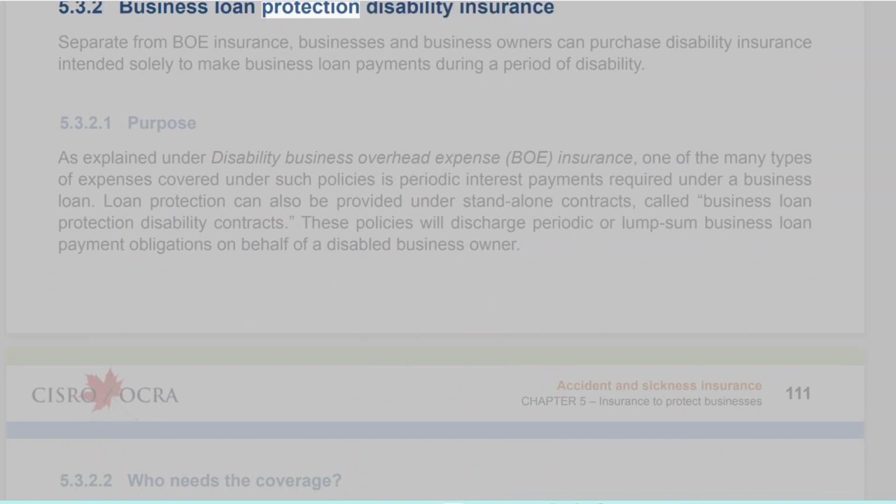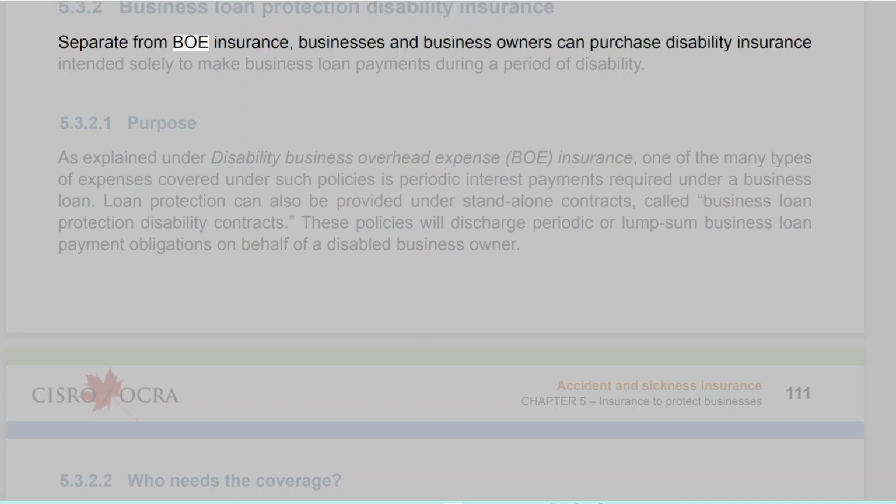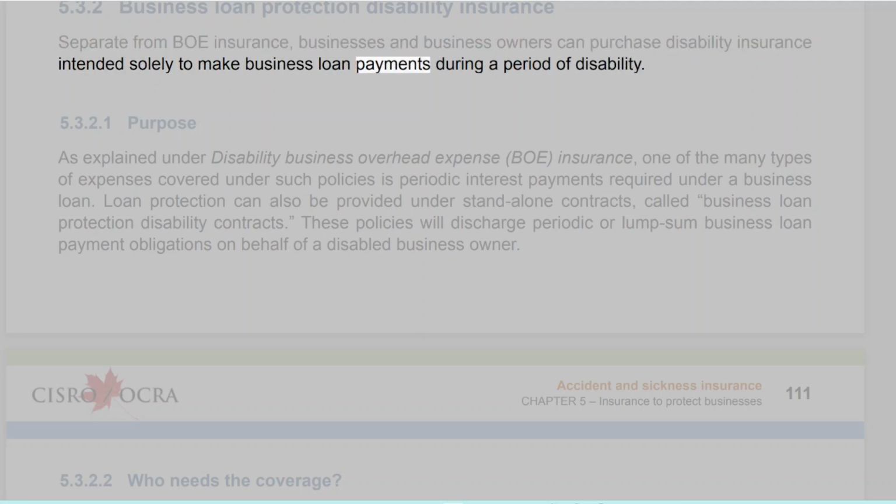5.3.2 Business Loan Protection Disability Insurance. Separate from BOE insurance, businesses and business owners can purchase disability insurance intended solely to make business loan payments during a period of disability.